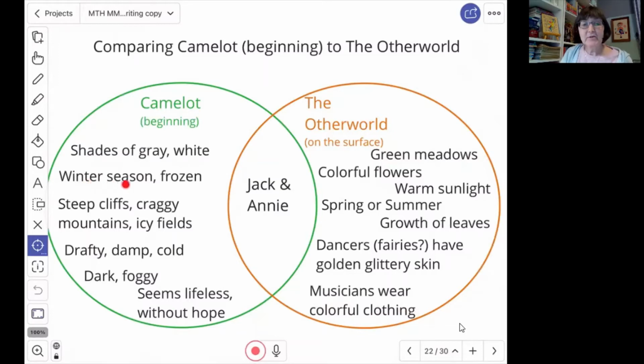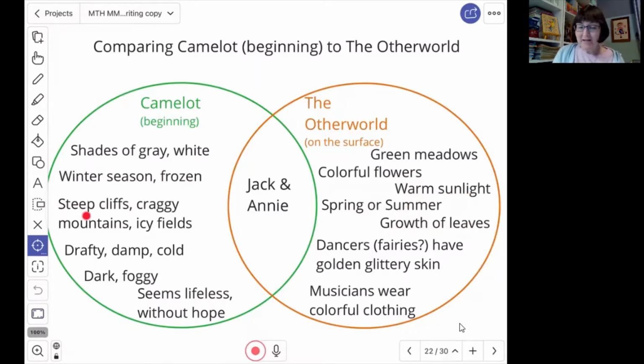In Camelot, it was winter. Everything was frozen. It kind of seemed lifeless. The plants weren't growing, right? In winter, the leaves have fallen off the trees, so the branches are bare. We don't see the growth of leaves on the trees in the winter. Everything just is kind of frozen in time, just waiting for spring where things will start to grow again. Meanwhile, in the other world, it was, I think, spring or summer because there were colorful flowers, there was the growth of leaves, warm sunlight.